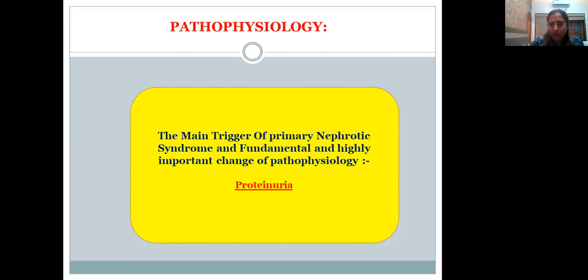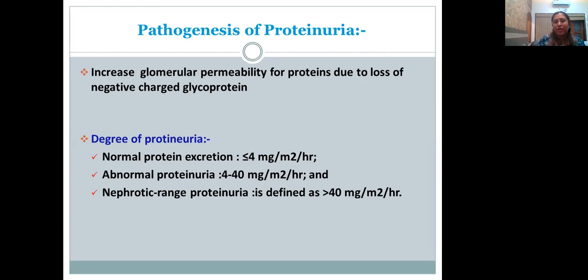So now coming to the pathophysiology, basically we have to remember that the main trigger or the primary mechanism in the entire pathogenesis of nephrotic syndrome, and the fundamental and highly important change, is proteinuria. It is the proteinuria which is leading to lipiduria, hyperlipidemia, edema and hypovolemia. So the main problem is the damage of the glomerular basement membrane, leading to proteinuria. The pathogenesis of proteinuria is because of increased glomerular permeability for proteins due to loss of negatively charged glycoprotein.